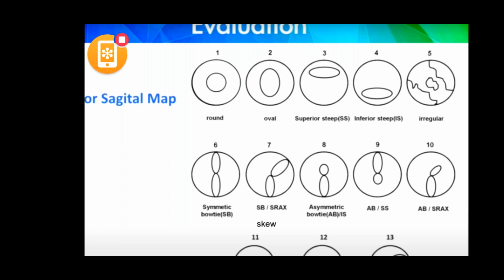The seventh scan is a skew. Skew is when the two circles are angulated to one another. Number 8 is an asymmetric bow.